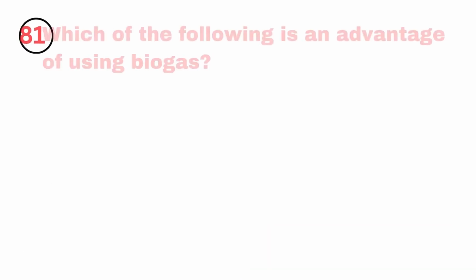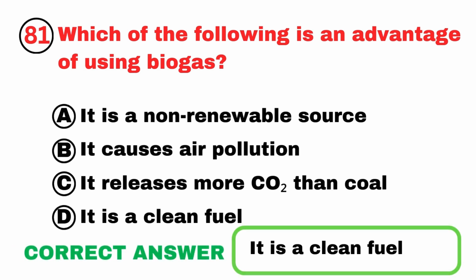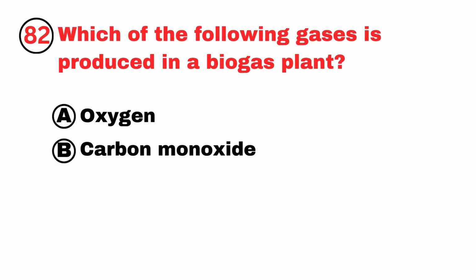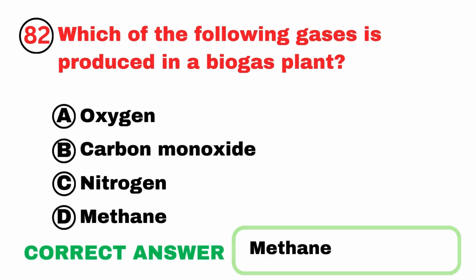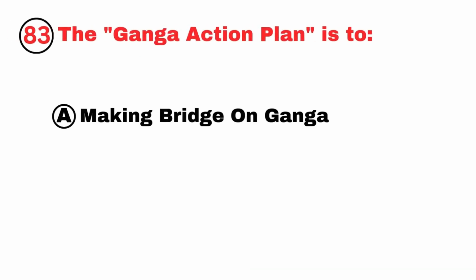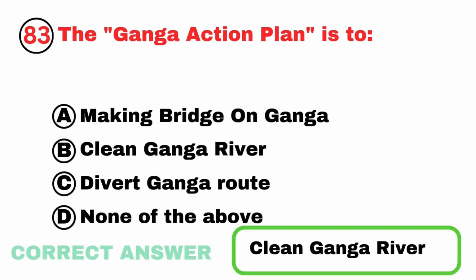Which of the following is an advantage of using biogas? It is a clean fuel. Which of the following gases is produced in a biogas plant? Methane. The Ganga Action Plan is to clean Ganga River.